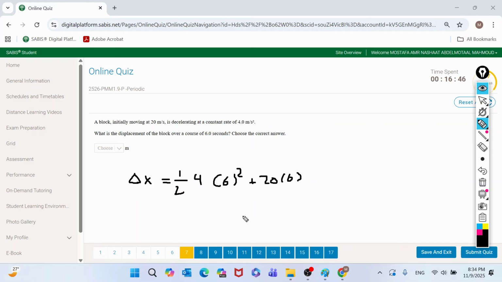Now see guys, it's decelerating, yeah? So you guys need to be careful that this is not 4 actually. This is negative 4. Okay? Be careful guys. So when you solve this on your calculator, you're gonna get, I think, yeah, it's 48. So yeah, it's 48.